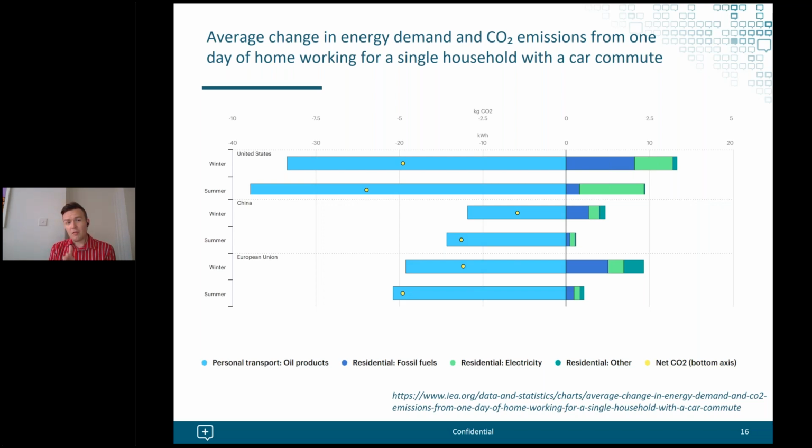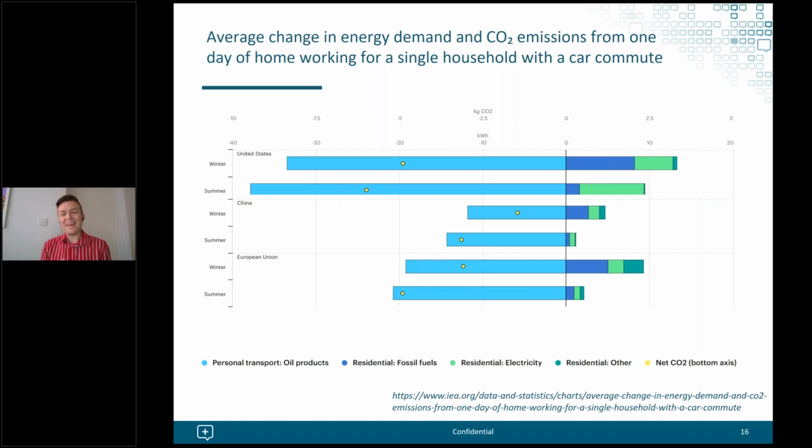On the left-hand side of the graph then, the light blue, this is the emission savings as a result of that person not commuting to work. And the commute to work in each of the three geographies is based on an average car commute. So in the United States, the average car commute is about 18 kilometers. In China, it's about 8 kilometers. And in the EU, it's about 15 kilometers. And then in the US, the average energy use of a vehicle is higher than in those other geographies.